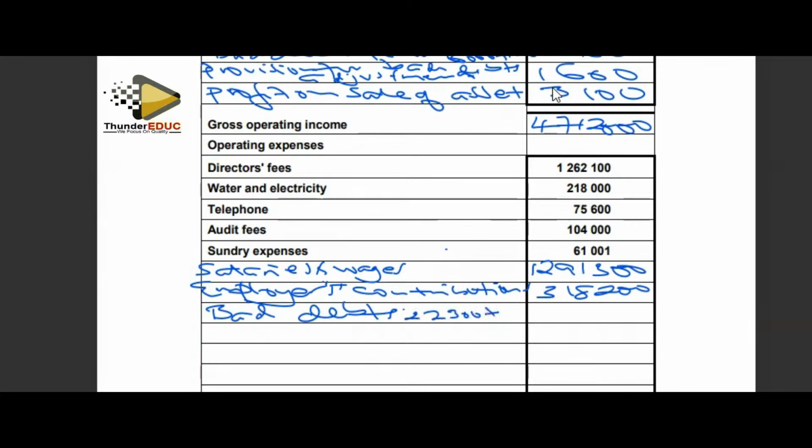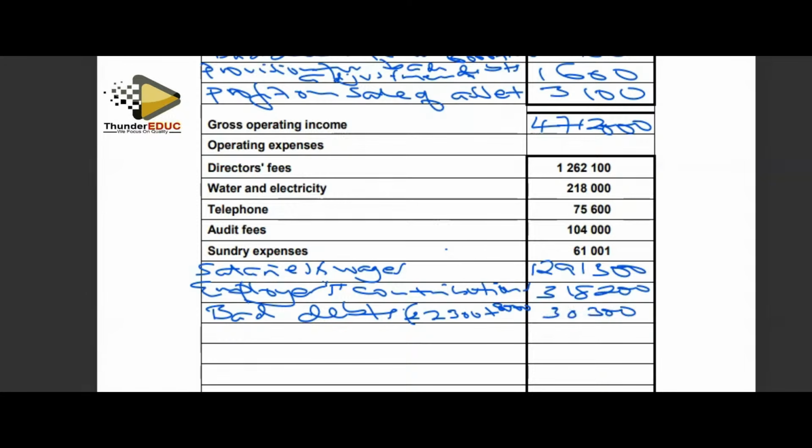So the bad debts are going to be 22,300 plus what? Plus the one we have got, the 8,000. And if you add, this one will give us 30,300, okay? This one will give us 30,300.